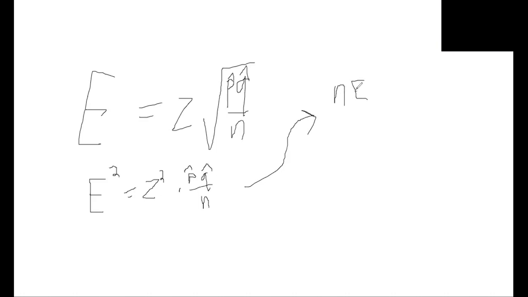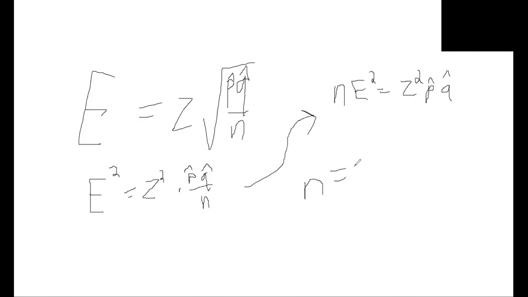We can multiply both sides by n, and what we're going to get is n e squared equals z squared times p hat q hat. And now if we just divide both sides by e squared and then combine the two squared terms together, we're going to get z squared p hat q hat over e squared. We can rewrite it like this.